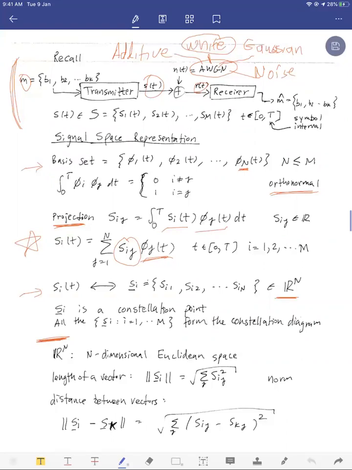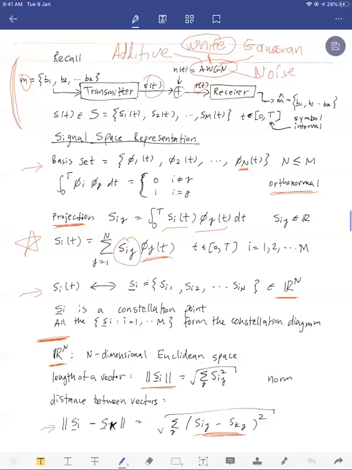Since we're going to be talking about n-dimensional Euclidean space, Rn is my notation for it. This means vectors of real numbers of length n, and the length of a vector is the usual square root of the sum of all of the coordinates squared. We call this the norm of the vector. In a similar way, we can define the distance between two vectors: we take the difference between their coordinates, square it, take the sum, and take the square root. This will be our notation for the distance between two vectors.